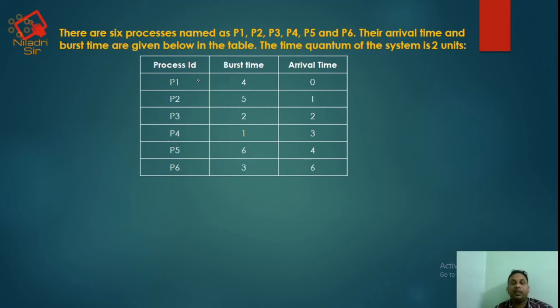We have again 6 processes P1, P2, P3, P4, P5 and P6, and burst time and arrival times are given and the quantum time is 2 microseconds. That means the process will execute maximum for 2 microseconds at a time. Okay. So as we can see, P1 process will first execute for 2 microseconds and it will start at 0 microsecond. So the next chart is P1 will start from 0, will execute for 2 microseconds.